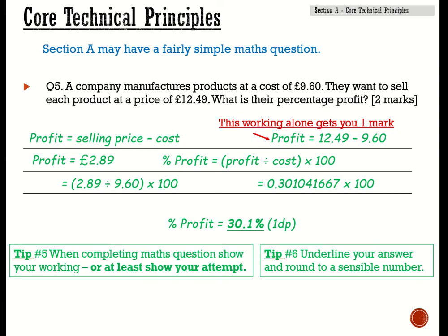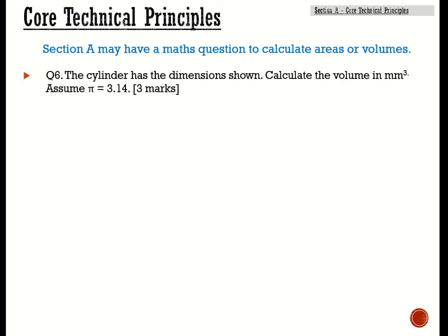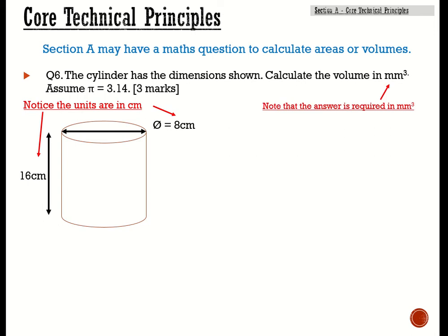Okay, there may also be maths questions related to areas and volumes. So for example, the cylinder has the dimensions shown, calculate the volume in millimeters cubed, assume pi equals 3.14. There's 3 marks here, so we need to show probably 3 steps, 3 bits of working. Now be careful when you've got questions about areas and volumes, because notice that the units here are actually in centimeters, but the question asks for it in millimeters cubed.